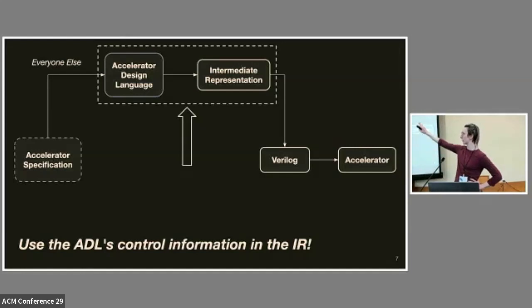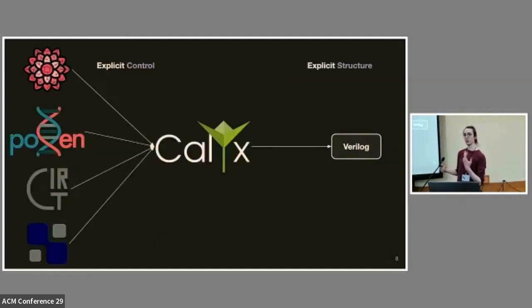Because we have all the control information we need at the accelerator design language level, and it all gets encoded into structure by the time we get to Verilog. So rather than trying to reconstruct that, we should just use it directly. And so this is where we're situating our tool. Our tool, called CIDR, is a simulator and debugger built at the level of the Calyx intermediate representation. That's that in the middle, which is an IR designed for accelerator generators that combines the explicit control of the front ends with the explicit structure we'd expect from RTL.